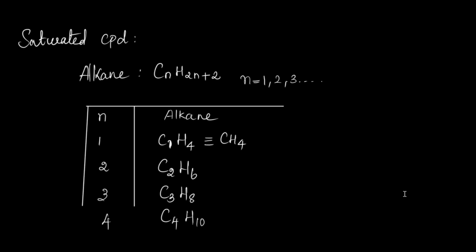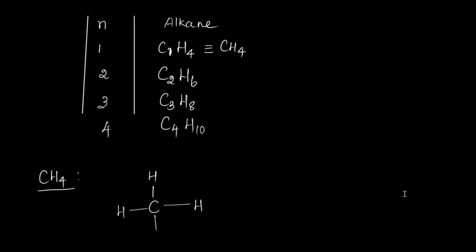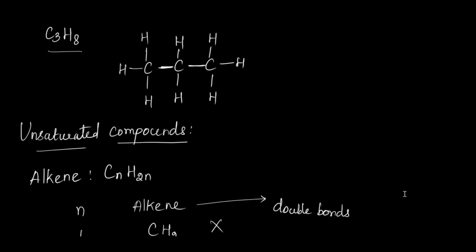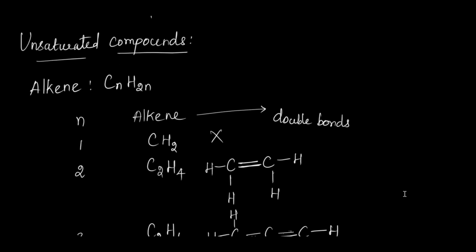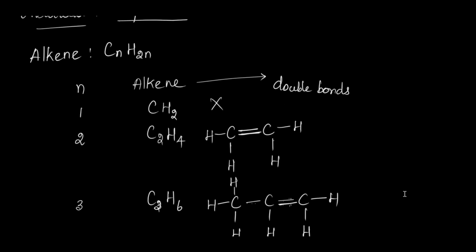So what is a saturated compound first? Alkanes, which are completely saturated. They are not very reactive. The general formula is CnH2n+2, starting with CH4, C2H6, C3H8, and so on. Then come unsaturated compounds, that is alkenes and alkynes. For alkenes, the general formula is CnH2n. It doesn't have the first member, and the homologous series goes from C2H4, then C3H6, and so on.